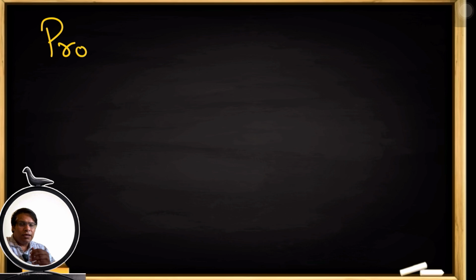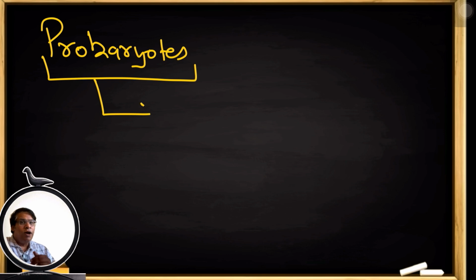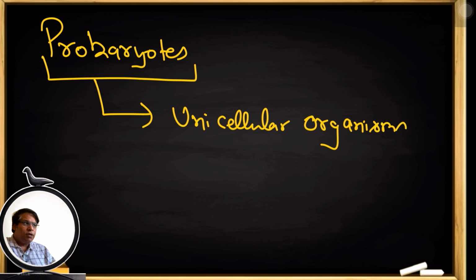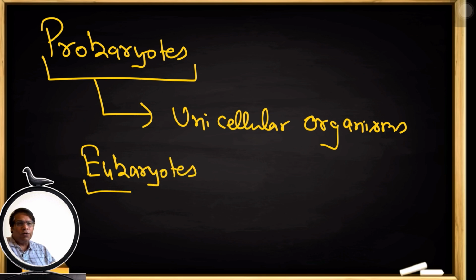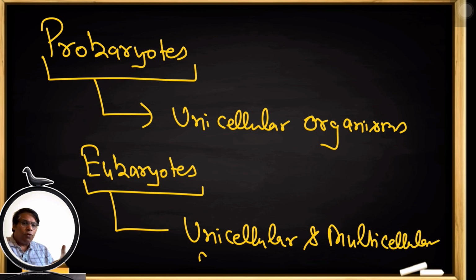If you see in the case of prokaryotes, what you are going to see, generally the unicellular organisms. What are unicellular organisms? Those organisms in which you are going to see single cell. The organisms which are made up of just single cell are known as unicellular organisms. Here in the case of eukaryotes, you are going to see both unicellular as well as multicellular organisms.